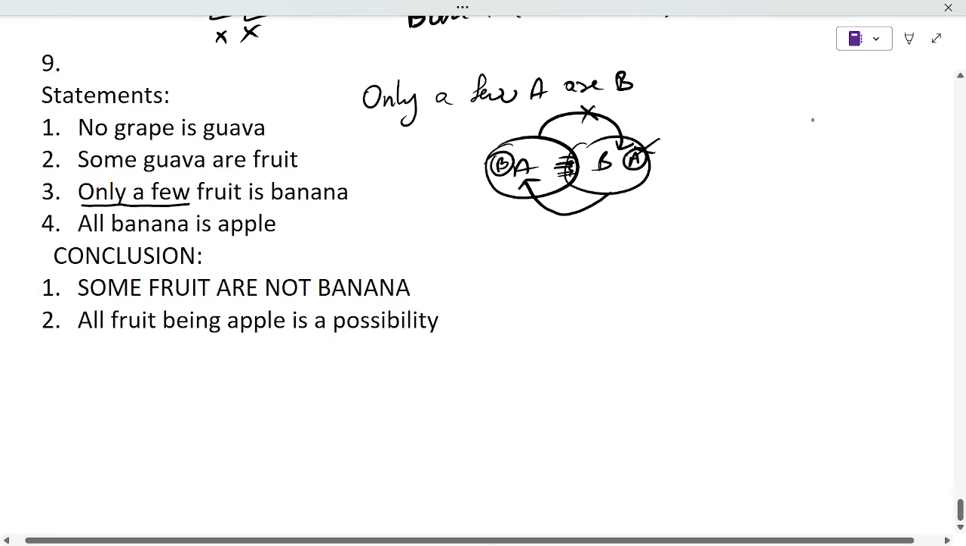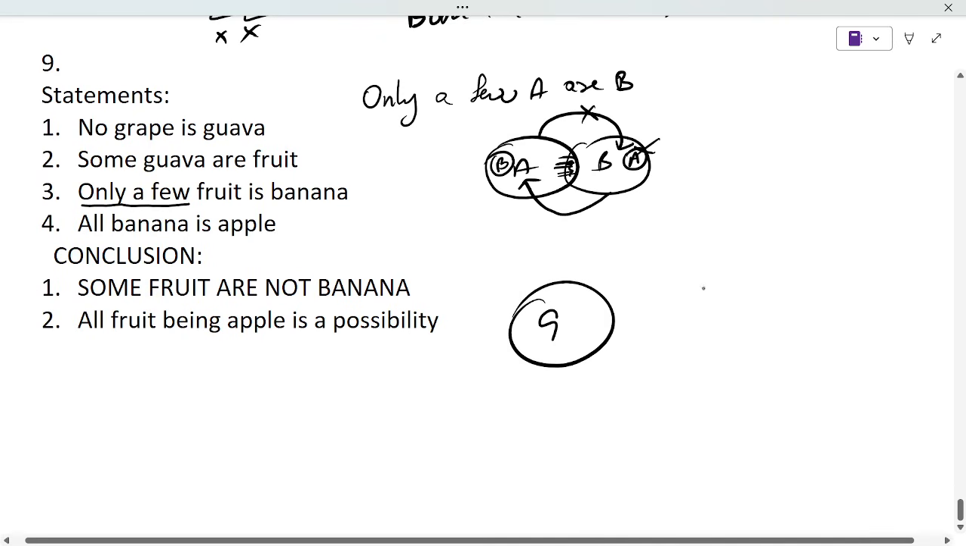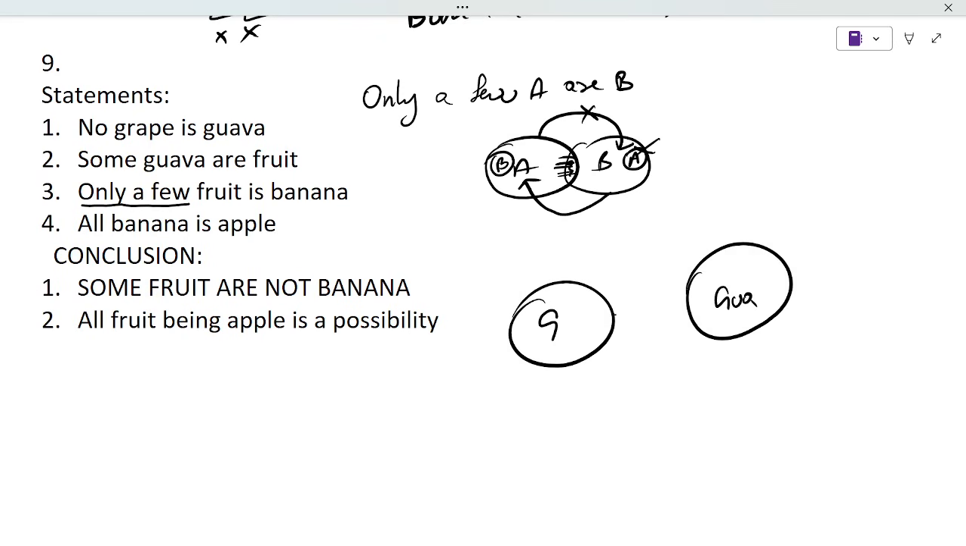The statement given is: No grapes is guava. So grapes and guava have no relation. So they cannot even touch. Some guava are fruits. Some part of guava belongs to fruits. Only a few fruits is banana. So fruits, all of the bananas.